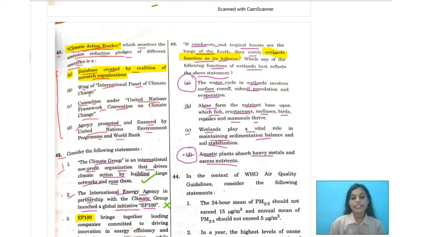Now, why did I choose these two options? First of all, the water cycle in the wetlands involves surface runoff, subsoil percolation, as well as evaporation. Now, like your kidneys remove wastes and extra fluid from your body, your kidneys also remove the acid that is produced by the cells of your body and help in maintaining a healthy balance of water, salts, and all the minerals in your body.